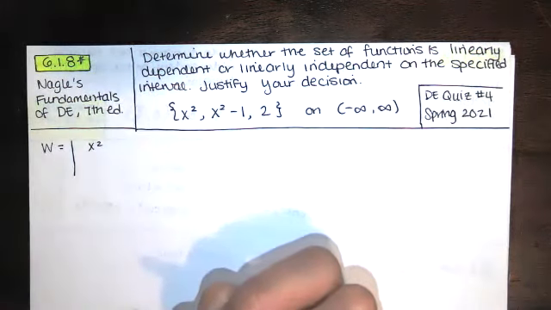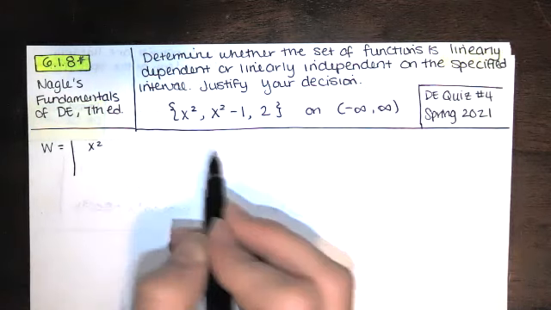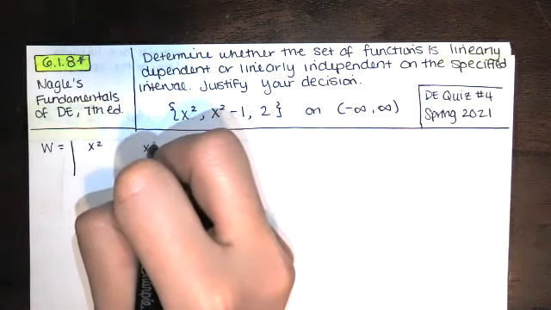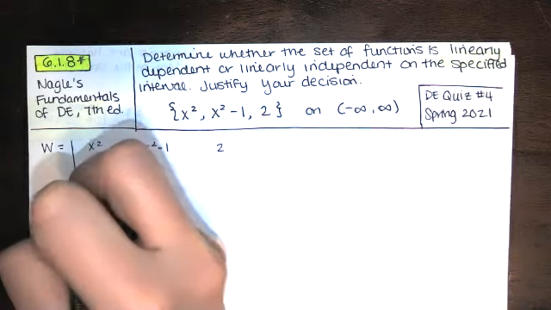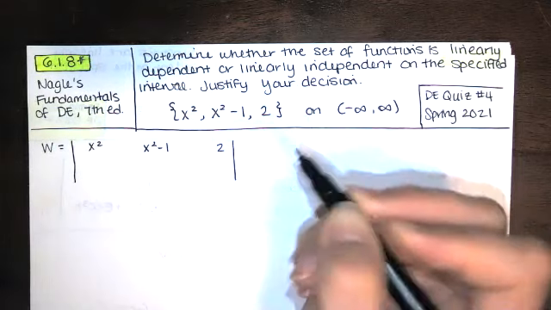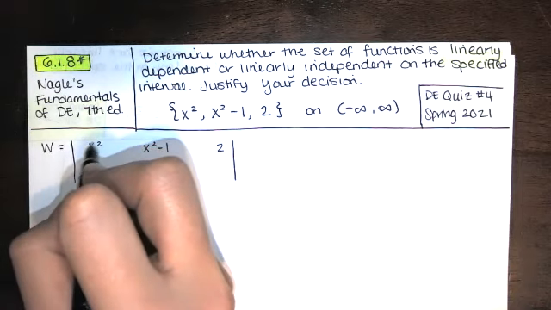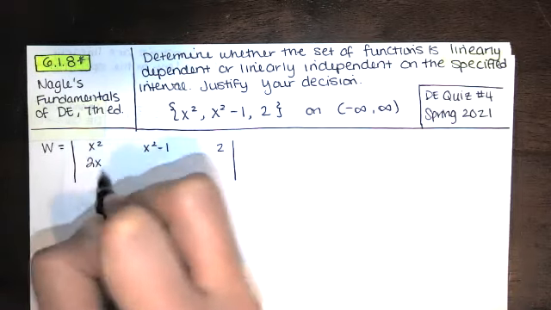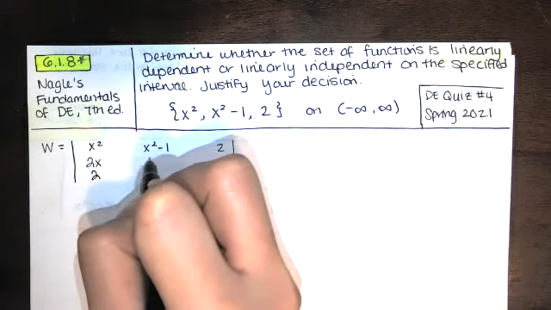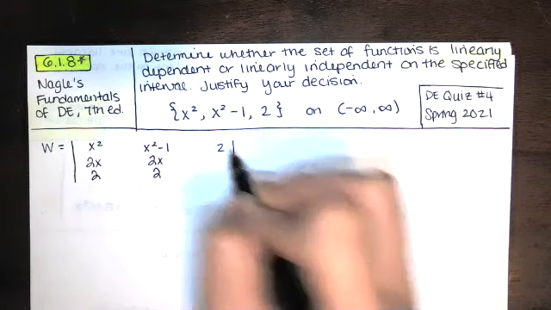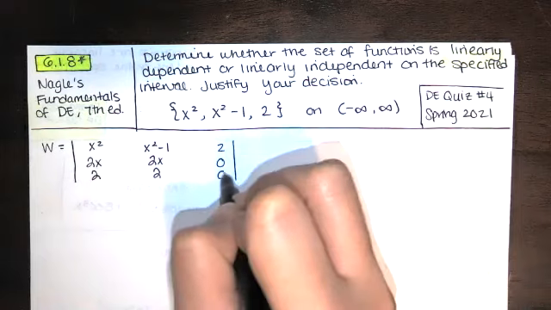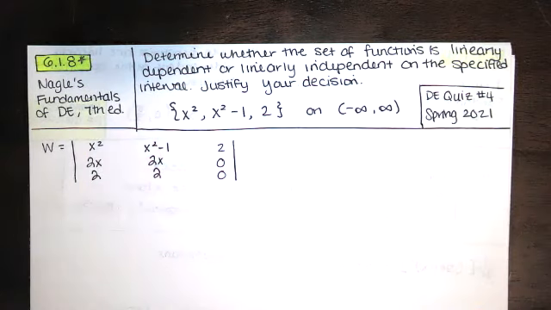So the way we do that is we put the three functions in this top row, and then we evaluate a 3x3 determinant that comes from taking the derivative of each of these twice. So I'll take the derivative of this once, and then take the derivative again, and take the derivative of this once, take the derivative again, take the derivative of 2, we get 0. And of course, if we take the derivative again, we get 0.